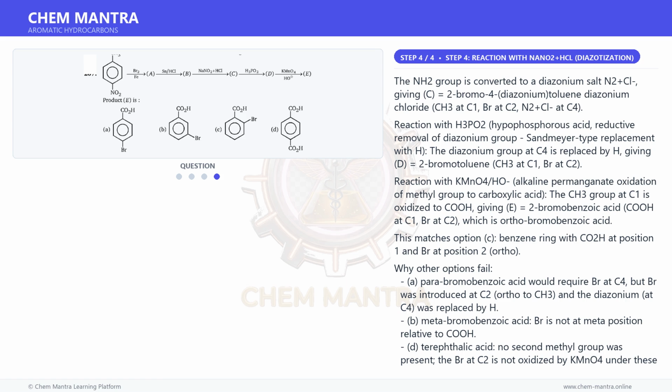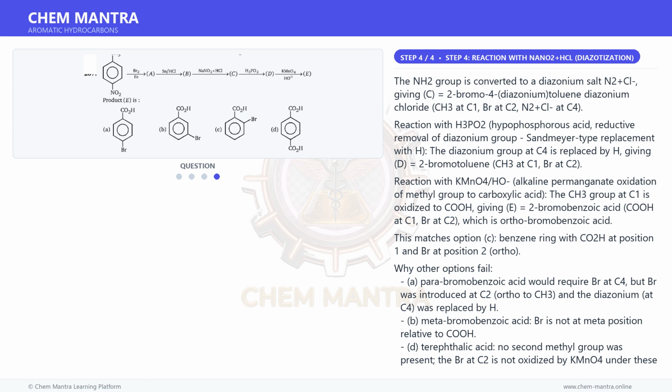Reaction with H3PO2, hypophosphorous acid, reductive removal of the diazonium group, replacement with H. The diazonium group at C4 is replaced by H, giving D equal to 2-bromotoluene, CH3 at C1, Br at C2.